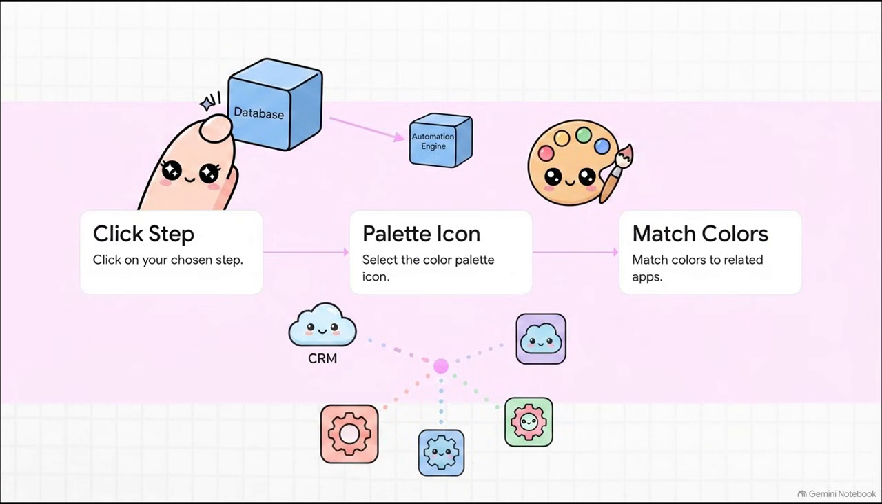You color code. Here is the step-by-step. First, click on your step. Second, select that little color palette icon. Third, match your colors to related apps to show their relationships. Make that database step the exact same gorgeous shade of blue as your automation step. Now anyone looking at it instantly sees how these elements relate without reading a single word.